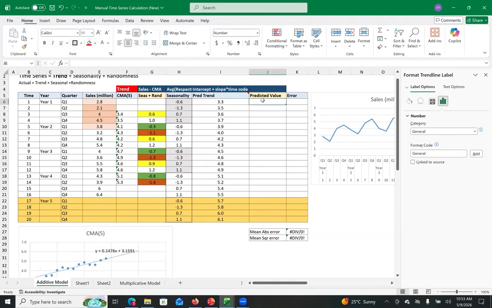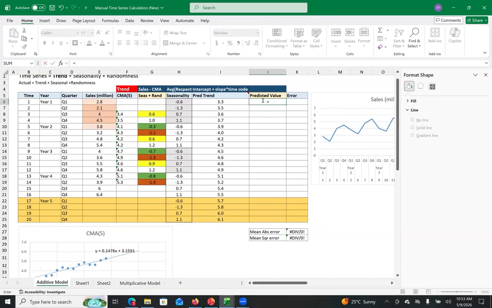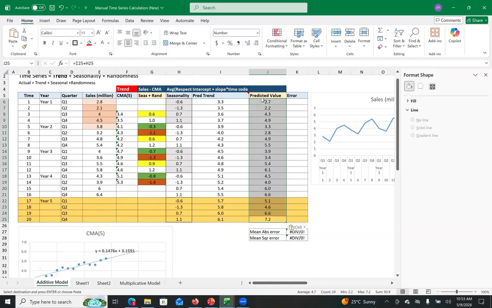Okay. Now the predicted value is going to be what? The predicted value is going to be nothing but the trend component plus the seasonality component, right? Because there cannot be any random component. So the trend component plus the seasonality component is going to be my predicted value. So this is what my final predicted values are.